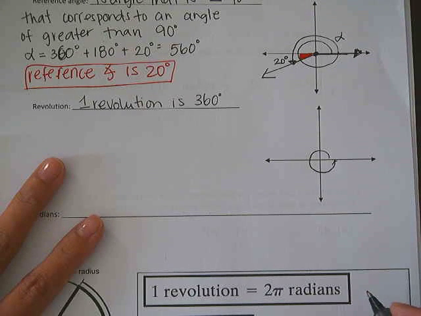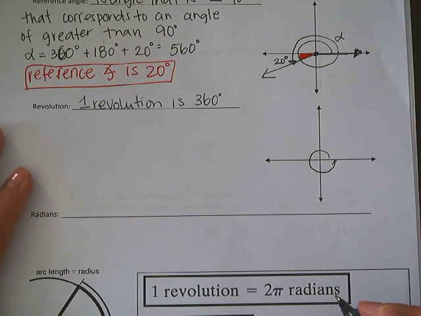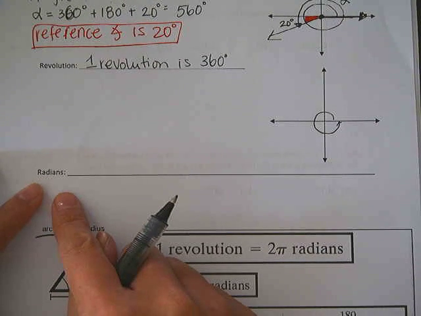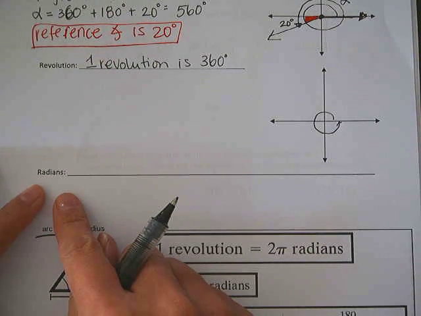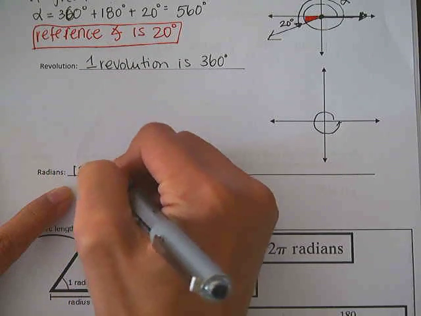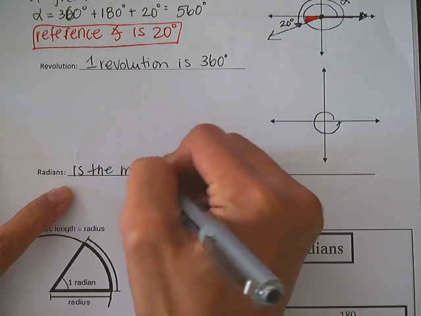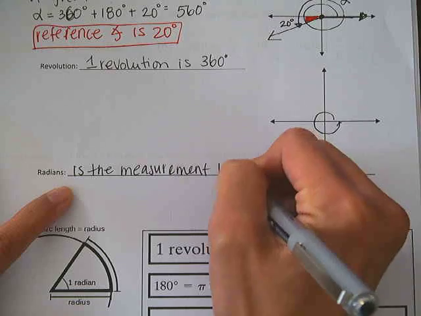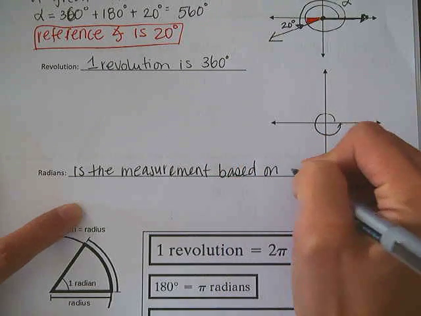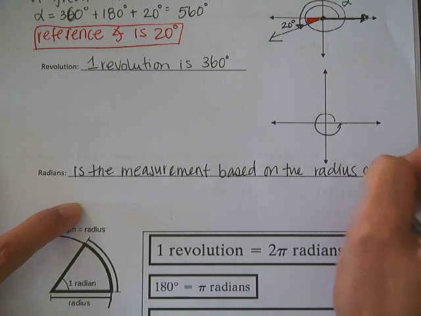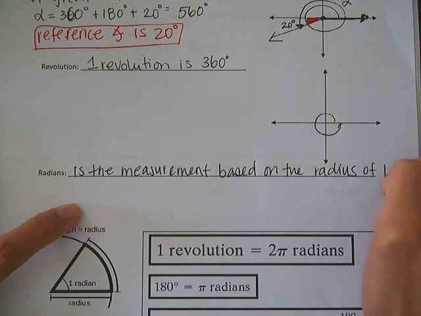And we can also talk about radians. Radians is the measure based on the radius of the circle.